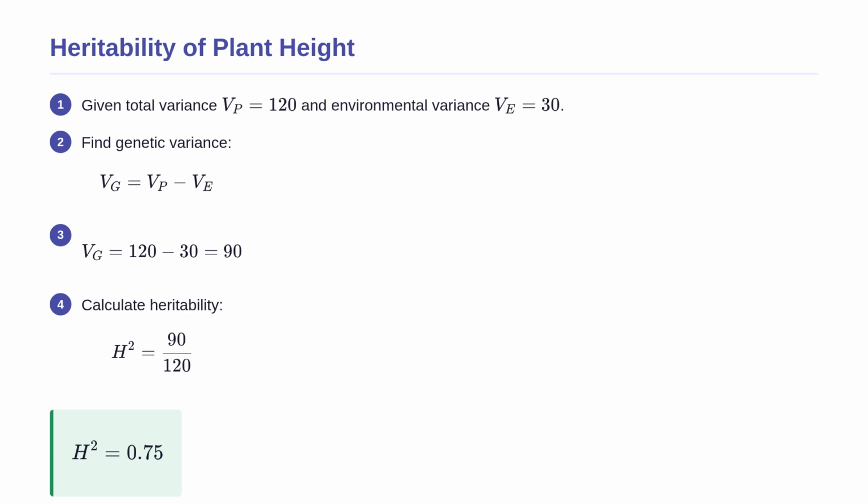First, we rearrange our variance equation to isolate the genetic variance, subtracting 30 from 120 to get 90. Next, we plug this into our heritability formula, dividing 90 by 120. The final answer is 0.75. Physically, this means 75% of the variation in sunflower height is due to heritable genetic differences, meaning the trait can easily evolve.